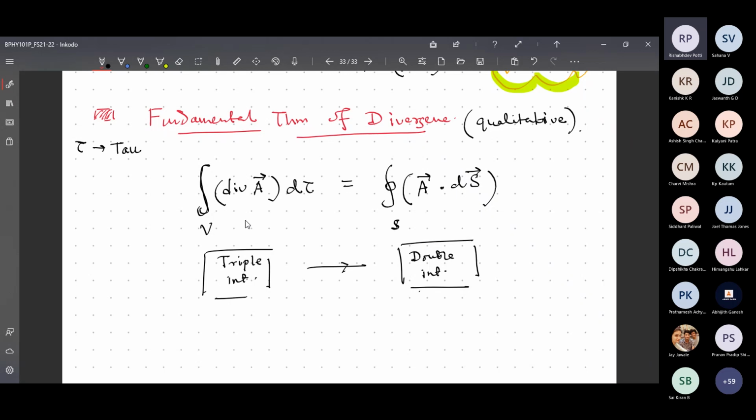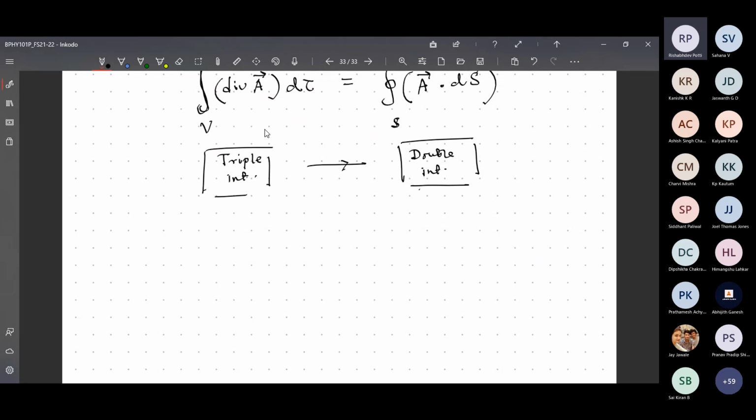If you wanted to write in different notation, instead of divergence, you can put it in this format also, with the Nabla operator. You can write it as d tau over the volume, and over the surface. So the right hand side is a flux.